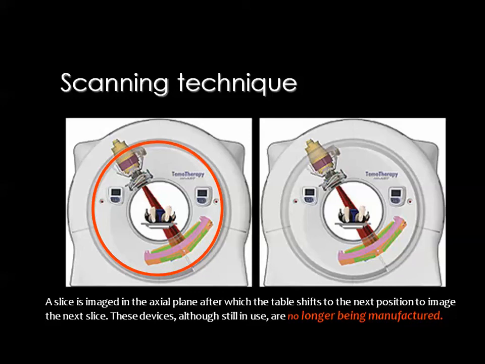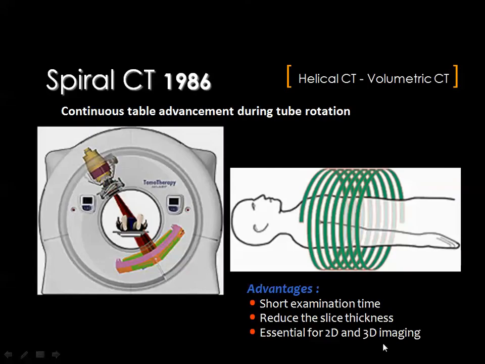And in the older machines, this was impossible because the tube is connected to the ground by electricity cables. Then the tube can only rotate half a circle and go back to the original side, then rotate in the opposite direction and go back once more. Then in order to have a single section in the human body, the tube and the detector have to move four times. And this machine is no longer being manufactured because it has been replaced by what is known as the spiral CT.